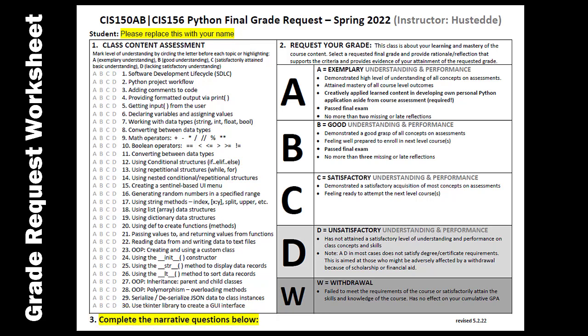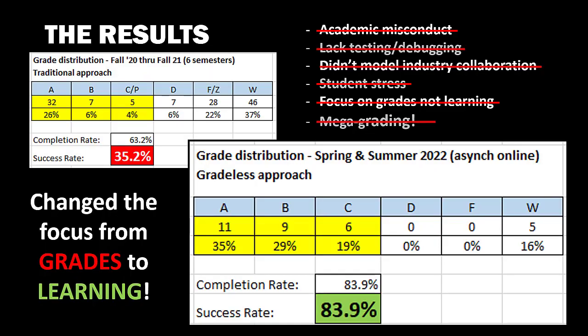So, did this make a difference? Remember that 35.2% I got the last 6 semesters? Through spring and summer, it went to an 83.9% success rate. That's a game changer for me. And I really felt in the dialogues I had with my students, we had changed the focus from grading to learning. I didn't have any academic misconduct.